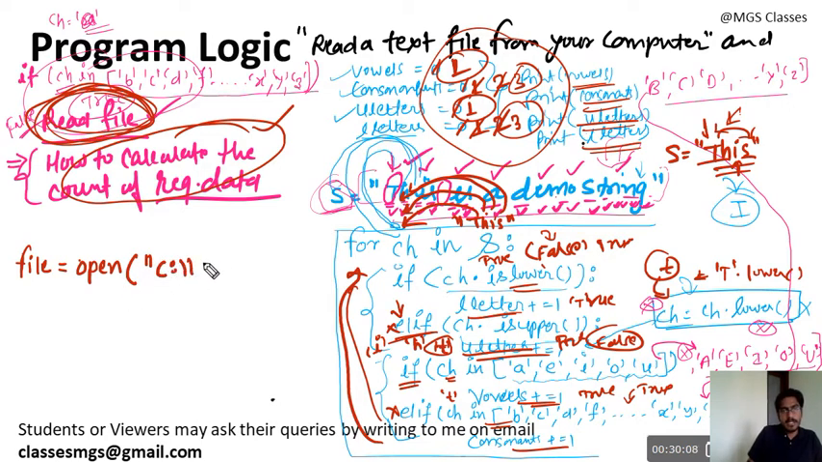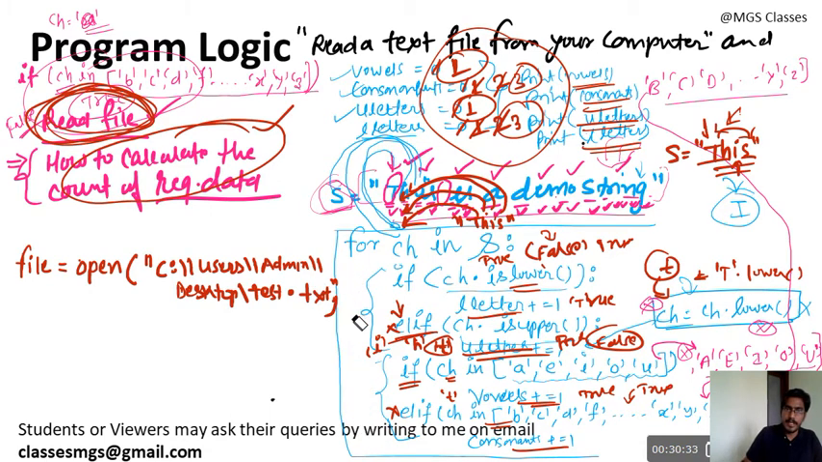The path will be like C, then users, then admin, then let's suppose it is available on the desktop, so you will write desktop, then let's suppose test.txt is the file name, txt is the extension. Then you will write a comma, and then you will pass the mode of opening. Let's suppose you want to open the file in read mode, so you will pass R.